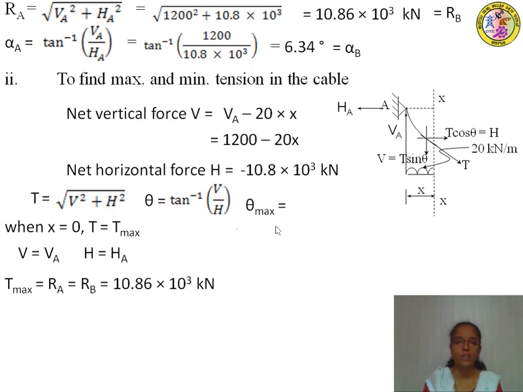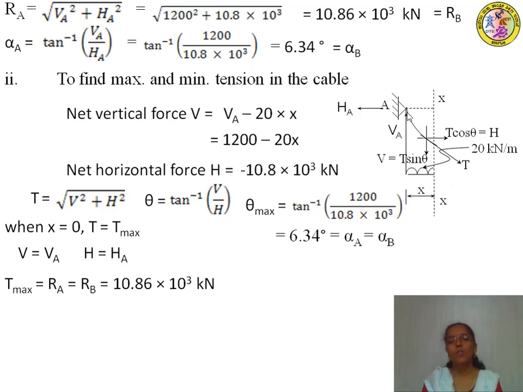We will represent it as theta max, that is equal to tan inverse of 1200 divided by 10.8 into 10 to the power of 3, which is exactly equal to alpha A or alpha B, which is equal to 6.34 degrees. Okay, so this is the inclination of maximum tension in the cable which occurs at the supports. So you can directly write the maximum tension always occurs at the support.